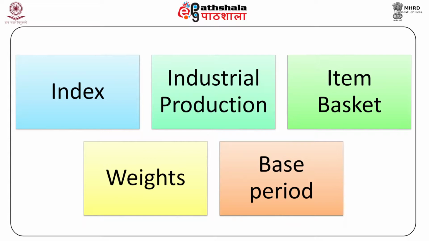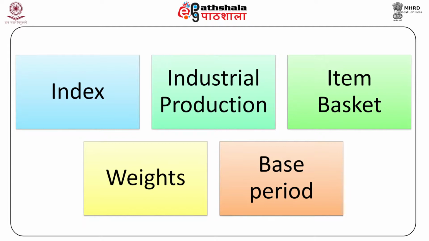Then industrial production. All industrial activities which are classified under International Standard Industrial Classification, that is ISIC, form part of industrial production. National Industrial Classification, that is NIC, is the basis for classification of all economic activities within the boundary of India. Then there is the item basket, a representative collection of items selected by understanding their relative importance in contribution to economic growth for computation of the index.